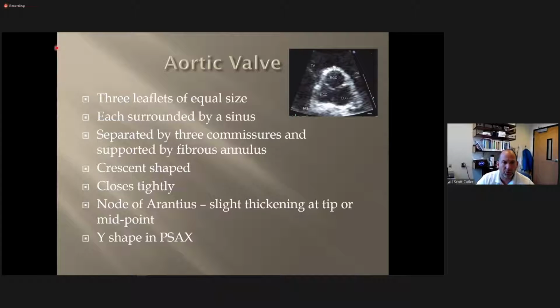They're separated by 3 commissures and are supported by the fibrous annulus. So remember, the fibrous annulus of the heart, the electrical base of the heart, is formed by fibrous material that does not allow conduction to go across it except at the AV valve and the bundle of His.